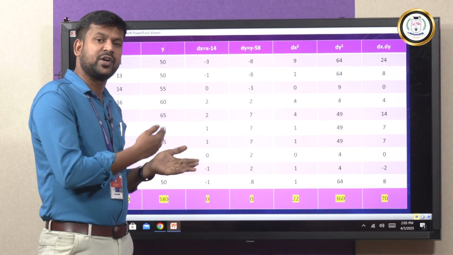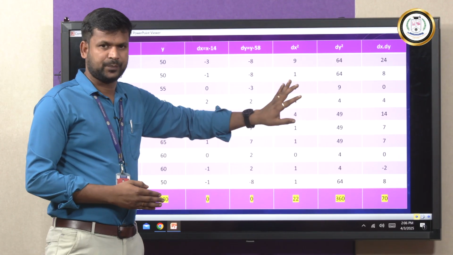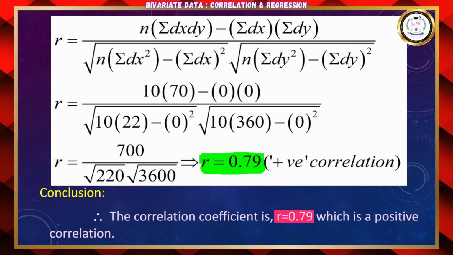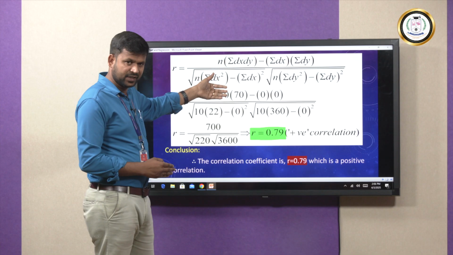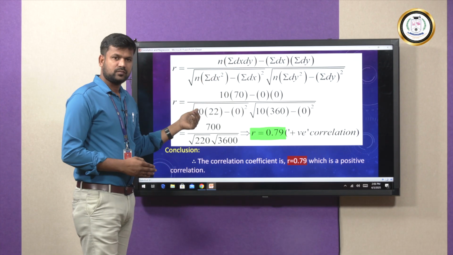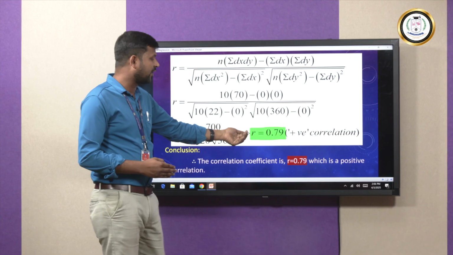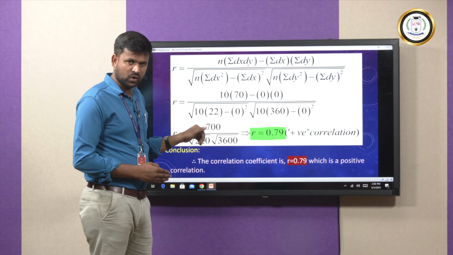From this only we are going to find dx square, dy square and dx into dy. Along with the data, take the summation of all these data, then substitute the data into the formula. Here we have the Karl Pearson's formula, which is for more than 20. Substitute the data which we found already, just like this. So after this, the calculation will become, and the r value is 0.79. This is also a positive correlation.